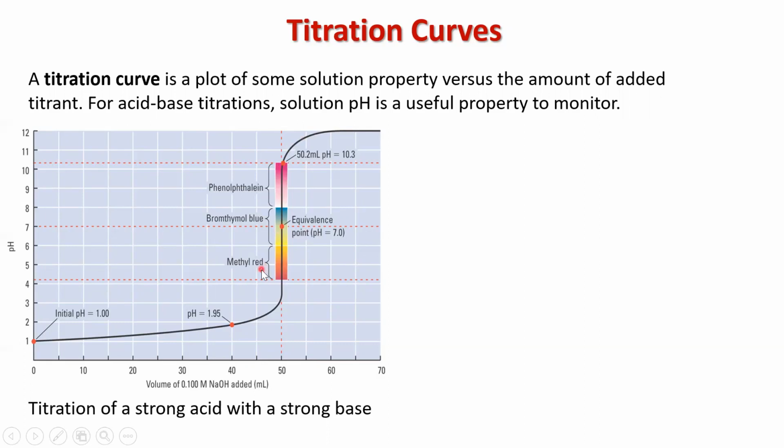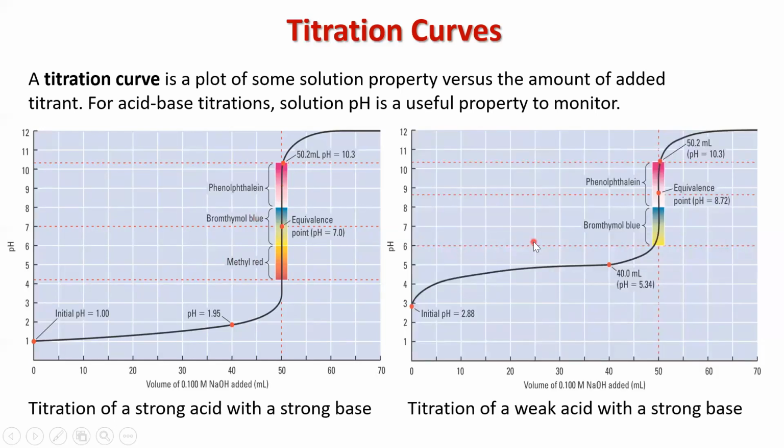And we also have in here some indicators. And indicators change color at different pH ranges. Their endpoints are different. So methyl red, okay, changes colors around 4 or 5 for the pH. Bromothymol blue tends to change colors between like 6 and 8. And phenolphthalein is an indicator that changes colors between like 8 and 10.